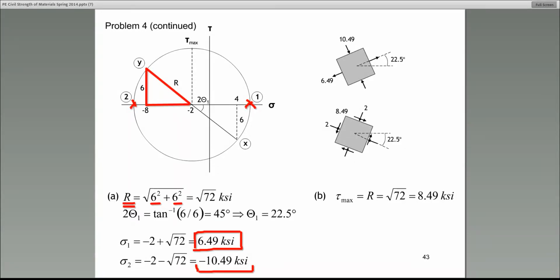And then I use the radius to come up with the coordinates of sigma 1 and the coordinate of sigma 2. Does everybody see that? Now, common mistake. A common mistake is to get confused and not recognize that there are 2 points of importance here. One is the coordinate of -2.